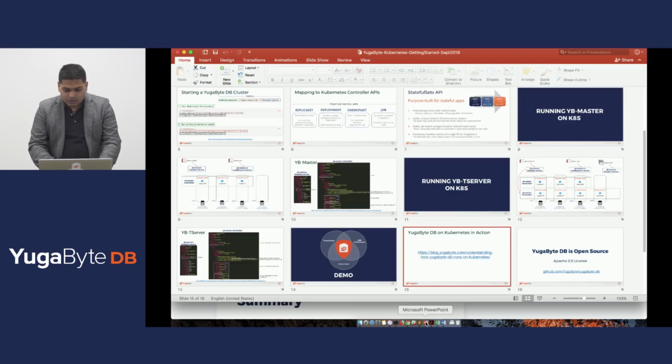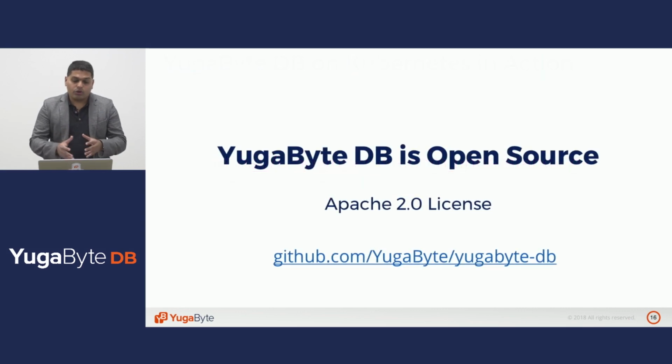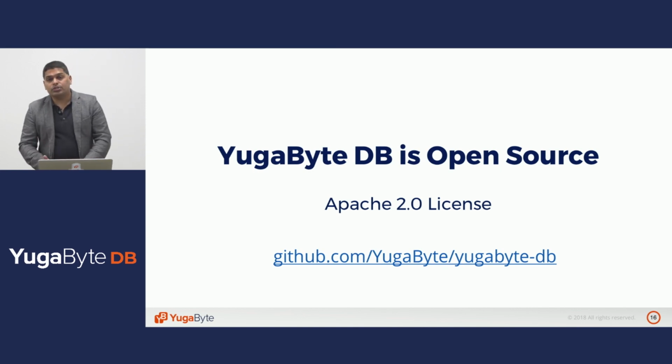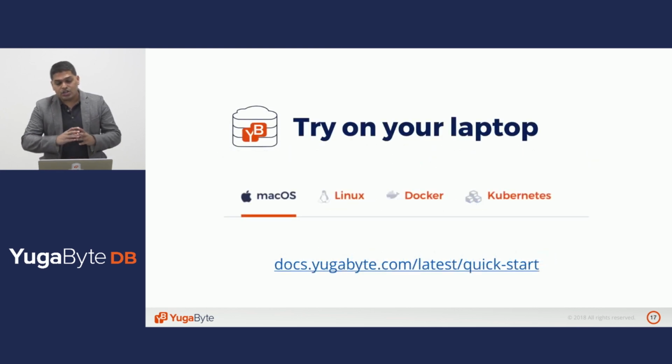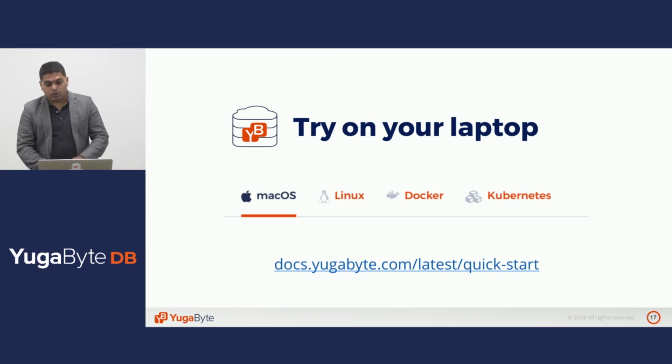So with that, let me go back to my slides. We just saw YugabyteDB on Kubernetes in action. I want to draw your attention that YugabyteDB is a fully open source Apache 2.0 project. You're welcome to visit our GitHub page, watch, star us. You can try out all the various steps I showed you today, as well as more. You can explore more of our APIs using even sample applications by going to our quick start page. And we offer a wide variety of installation options: Mac, Linux, Docker, and Kubernetes.